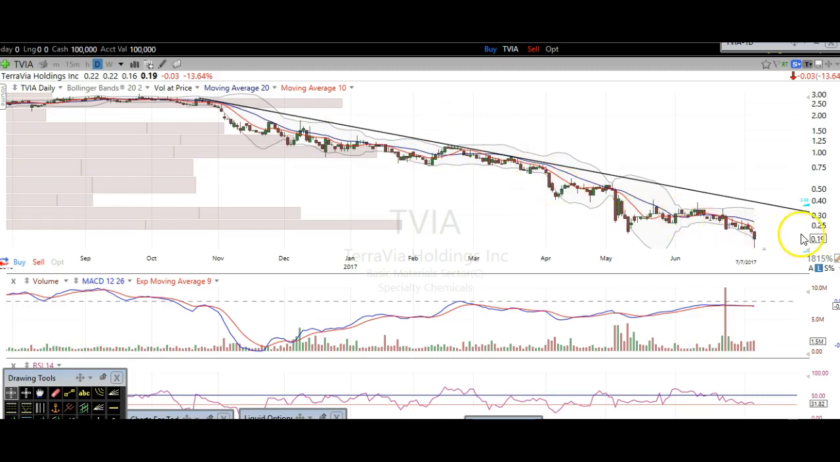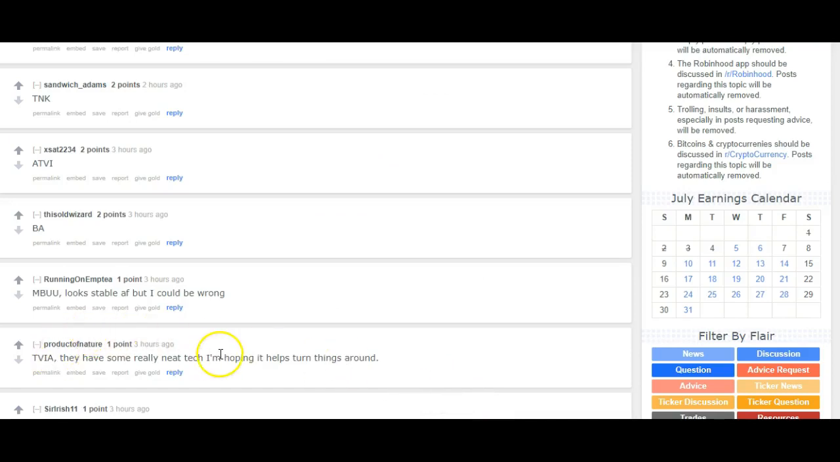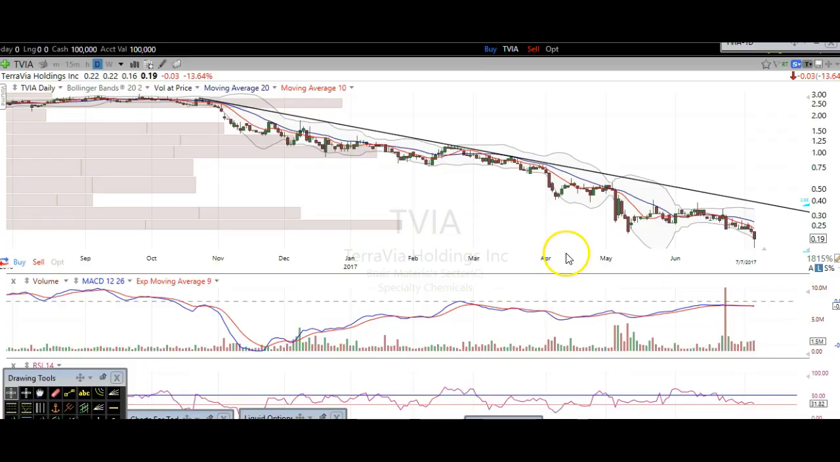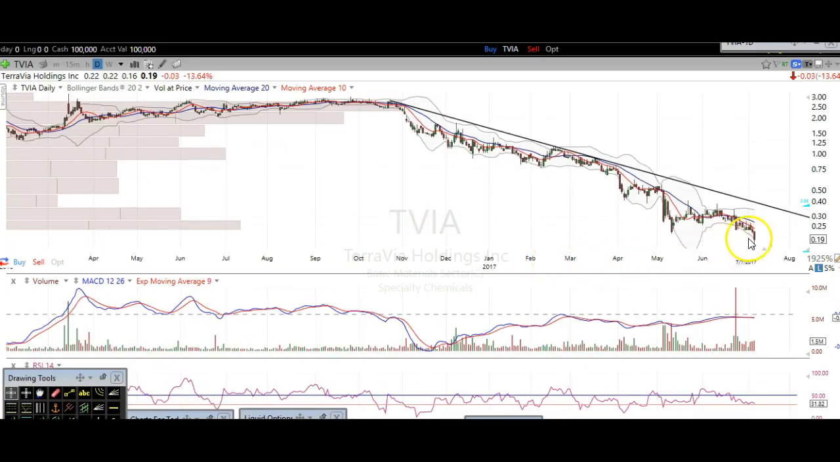So it really needs to do some work to prove itself that it's worthy of getting any kind of a bounce. So I don't know anything fundamentally about this stock, but what was the question? They have some really neat tech. I'm hoping it turns things around. I don't know if this is new tech or that it's just developed now, that it just released in a press release now. But if that tech has been here this whole time, then obviously it's not that neat, because if it was, the stock price would reflect it.